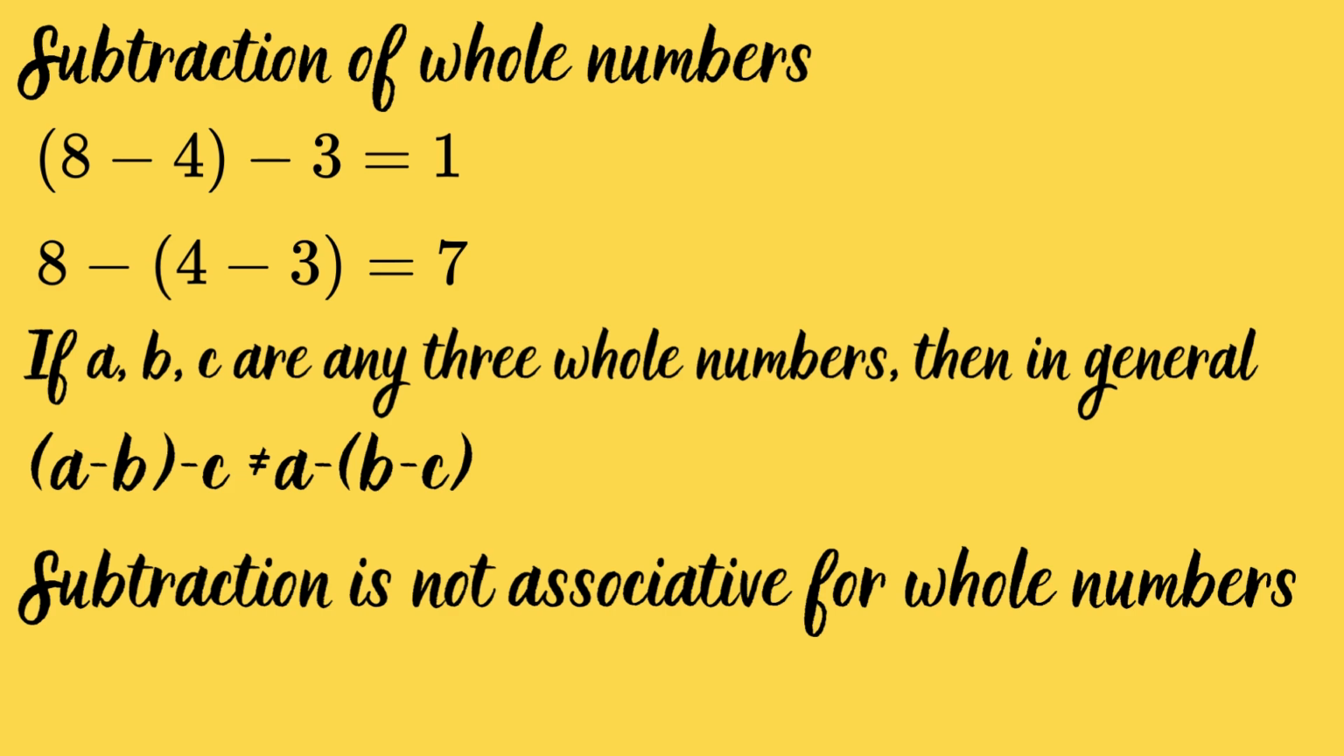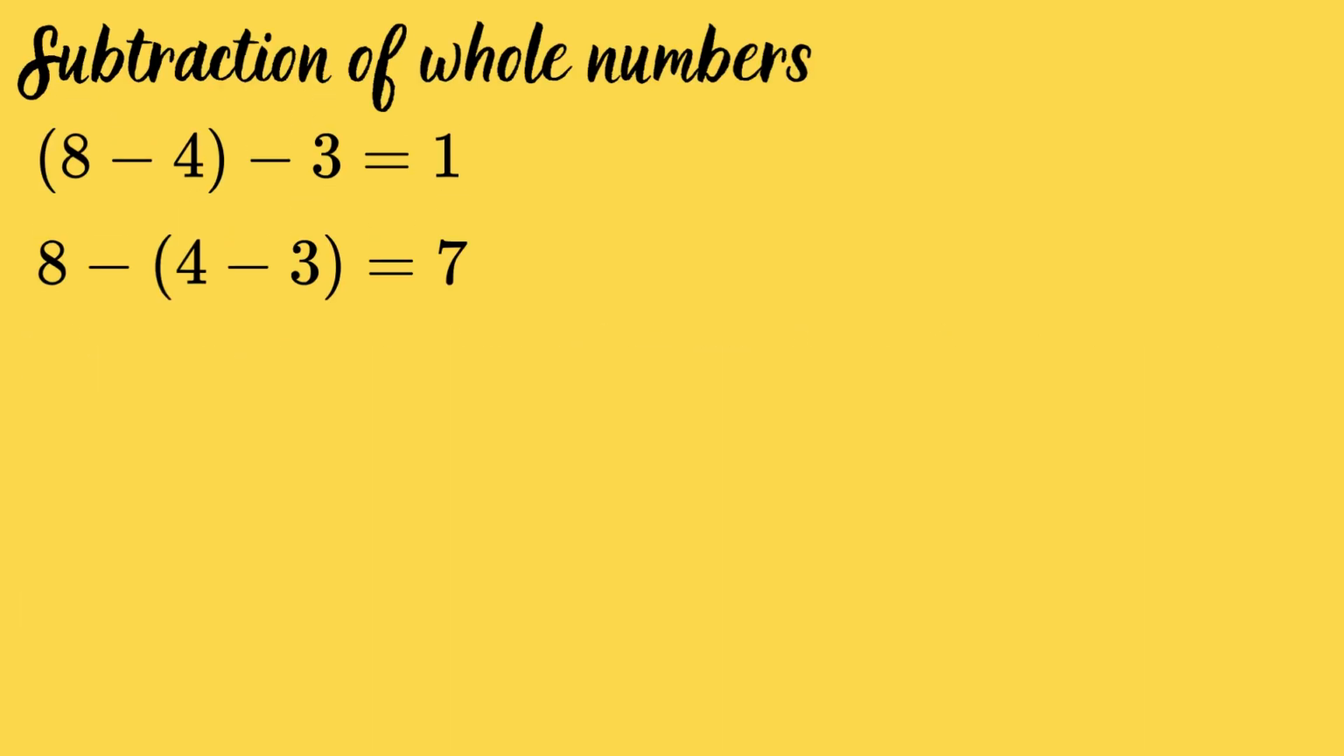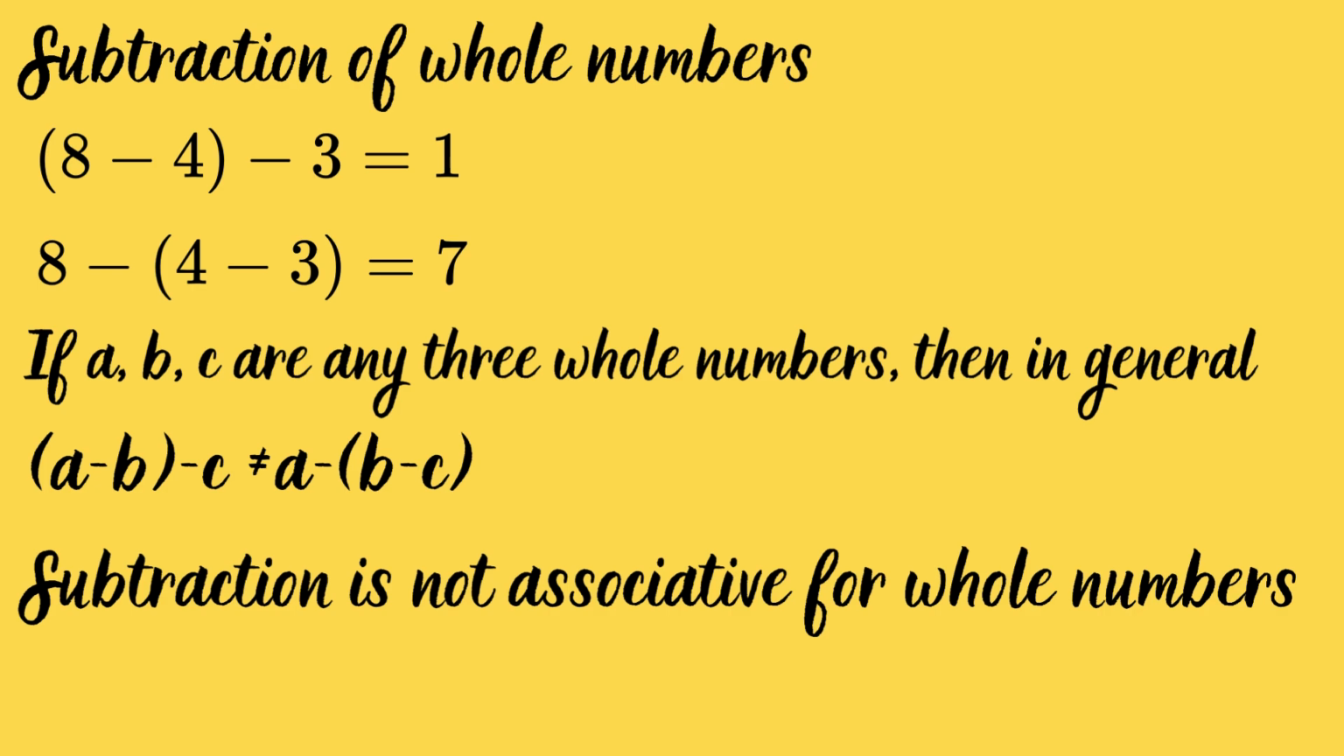Now suppose we do 4 minus 3 first and subtract it from 8, you get 8 minus 1, that is 7. Thus, we can see that if we change the order of the numbers while subtracting, the result changes.